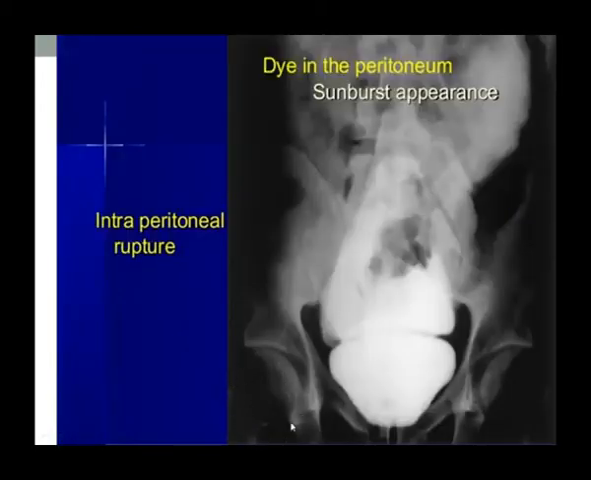This is one of the retrograde films here. The dye contrast is injected here in the cystogram, and you can see the sunburst appearance. The dye is extravasating all over. This is called sunburst appearance, because from here it goes like sun rays all over the pelvis, all over the abdomen rather.